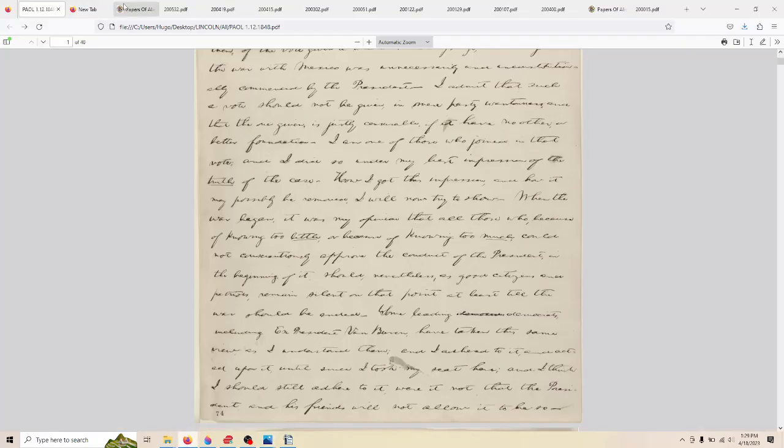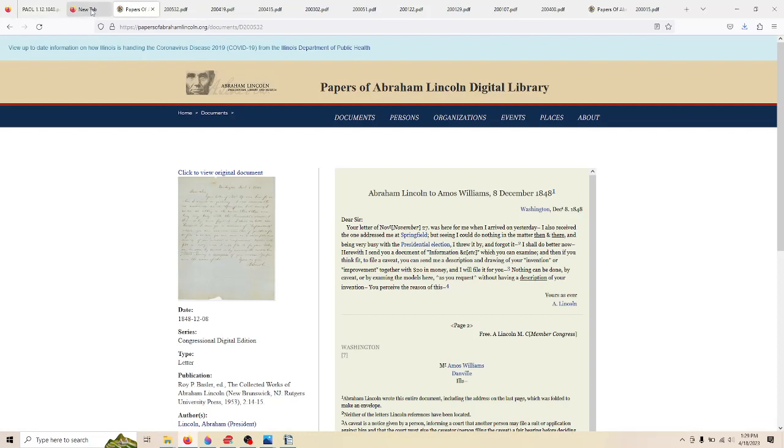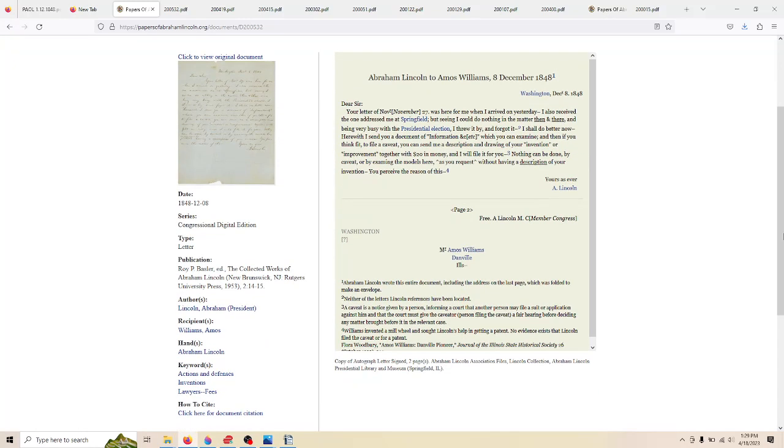All pages that we're going to be using for analyzing are going to come from the Papers of Abraham Lincoln or the Library of Congress. I really like the Papers of Abraham Lincoln because they tell you directly that Abraham Lincoln wrote this entire document, including the address on the last page, which was folded to make an envelope. You know it is cited from the source that it is by Abraham Lincoln, by the Abraham Lincoln Presidential Library and Museum in Springfield, Illinois. So the comparisons are valid.